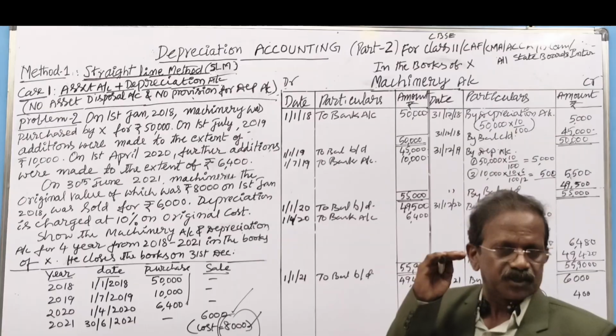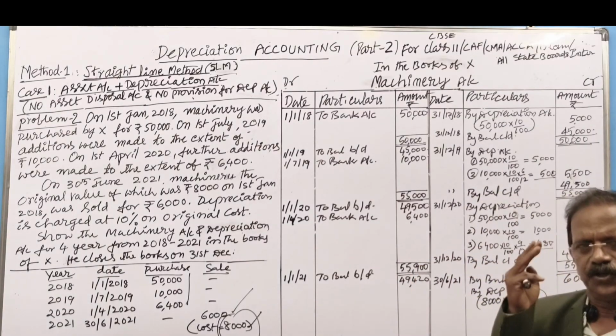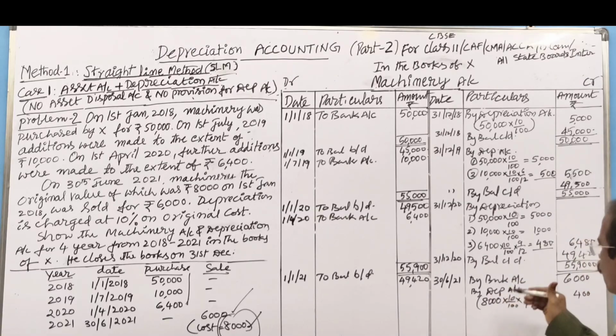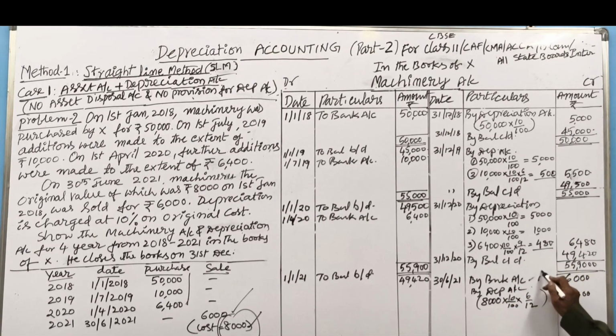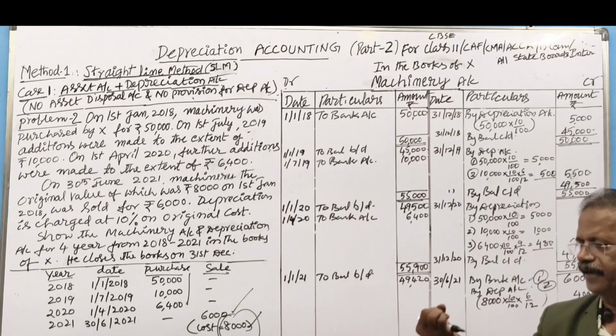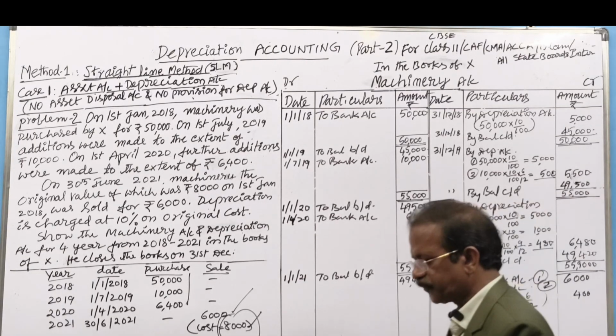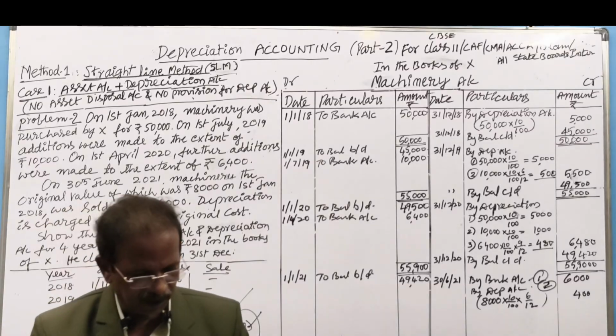First of all, for examination purposes, you should remember 3 points at the time of sale. One is for how much you have sold it. Second point, what is the depreciation in the year of sale? Third point, what is the profit or loss? Once again: amount received, the depreciation in the year of sale, and third is profit or loss. Now we have to find out the profit or loss.